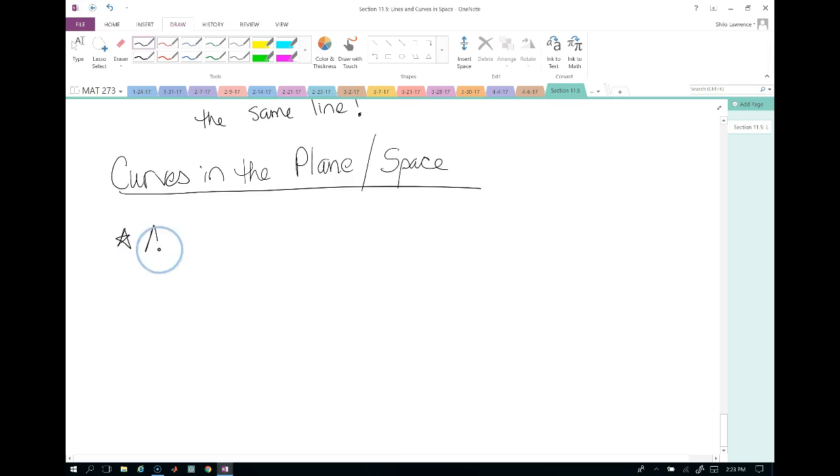So a line is a curve in space. Usually you think curve and you think it needs to be bendy, and that's not always true. But a line is our most basic example of a curve in space.